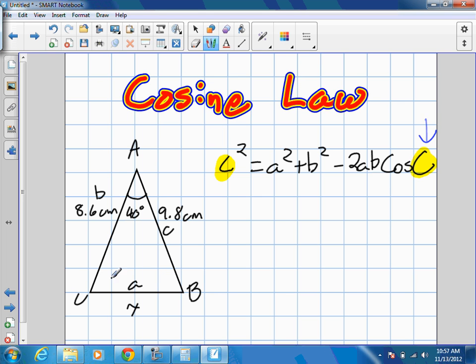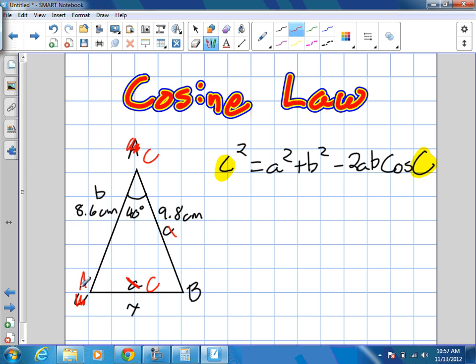In this case, we're solving for a side, which means we're solving for this, but they've called it A. What we're going to do is rename this triangle. We're going to call this side C and this angle C. The A and B are interchangeable. So I'll keep this side B and I'll call this A and angle A. Now that it's been renamed, we can plug our information in.